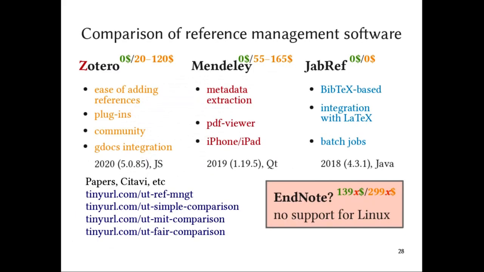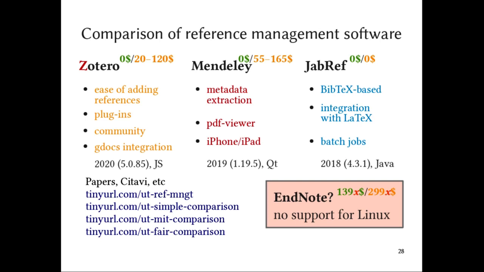Let me tell you that there is a lot of management software, so let's compare some of them. My favorite is Zotero because it usually costs $0 for the user, but there would of course be limitations, and you start paying $20 per year with 6 gigabytes to store your articles, or you can start paying $120 per year without any limitations. I like Zotero because it's easy for adding references.